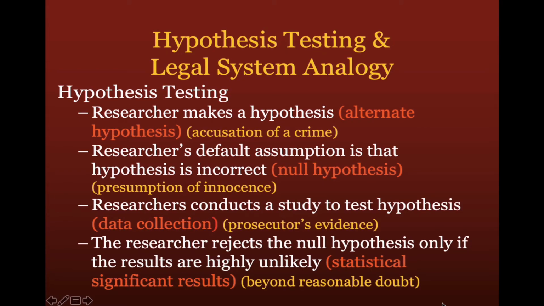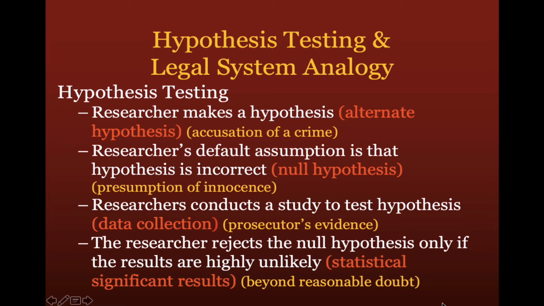So in many ways, hypothesis testing is very similar to the legal system. As I said at the beginning, in the legal system, a person is accused of a crime. For hypothesis testing, the researcher makes a hypothesis. So you can think of it as accusing someone of a crime. You're hypothesizing that this particular independent variable is going to have an effect on the dependent variable. Now, just like in the presumption of innocence, the default assumption is that the hypothesis is incorrect, so that there is no effect of the independent variable on the dependent variable.